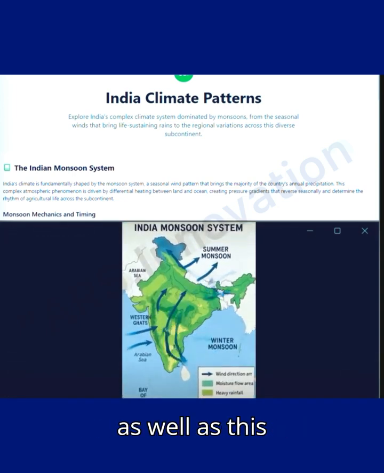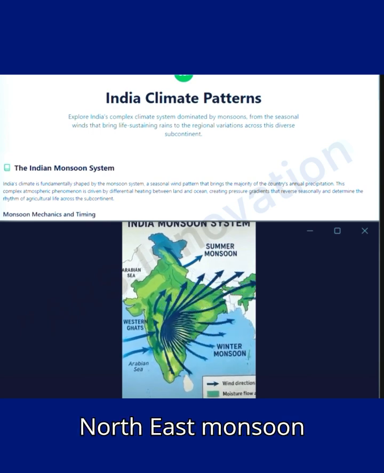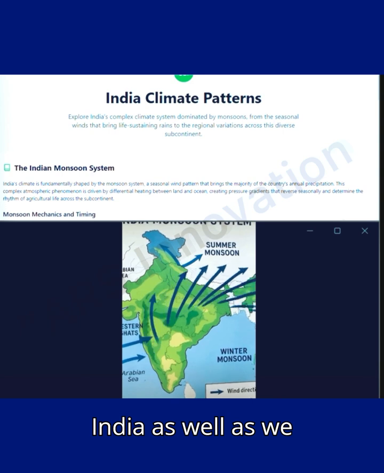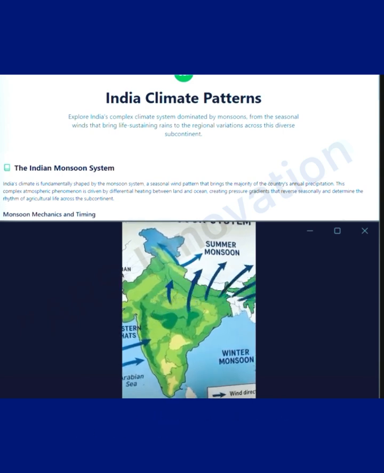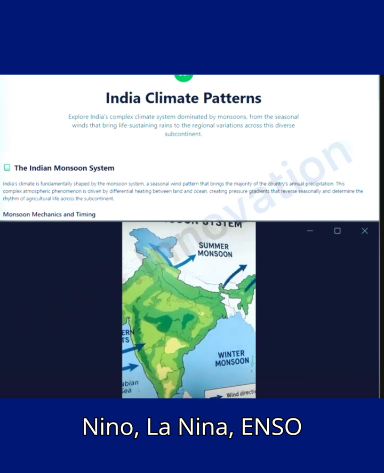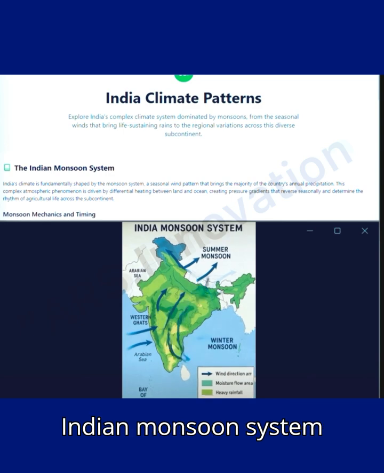The monsoon influences agriculture, water resources, and the overall economy. We will explore both the southwest and northeast monsoon, regional climate variation across different parts of India, as well as seasonal phases and the impact of global climate phenomena like El Nino, La Nina, ENSO, and the Indian Ocean dipole.